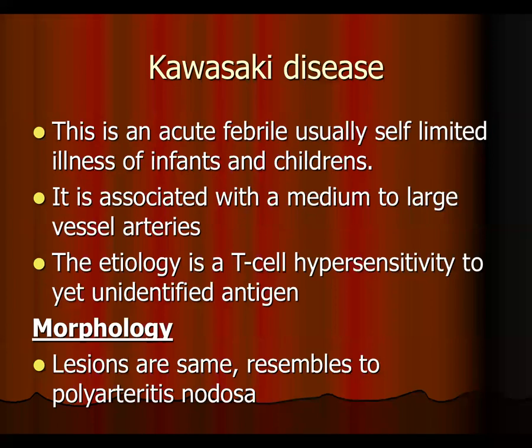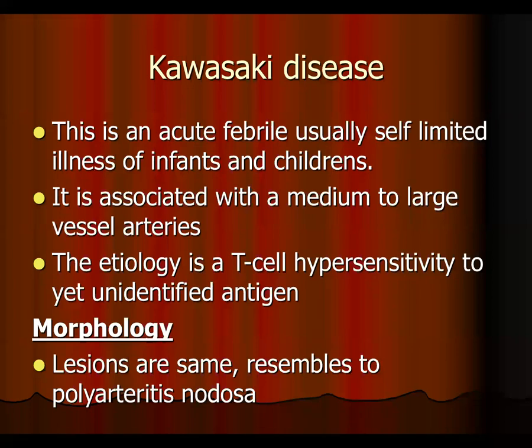Now the Kawasaki disease, the fourth one. This is also a medium to small size blood vessel involvement. It is an acute febrile, usually self-limiting disease that occurs in infants and children. It is associated with medium to small size, or sometimes larger, blood vessel involvement. The etiology is a T-cell hypersensitivity reaction or response to a yet unidentified antigen, so the pathogenesis is related to a T-cell reaction to a yet unidentified antigen.